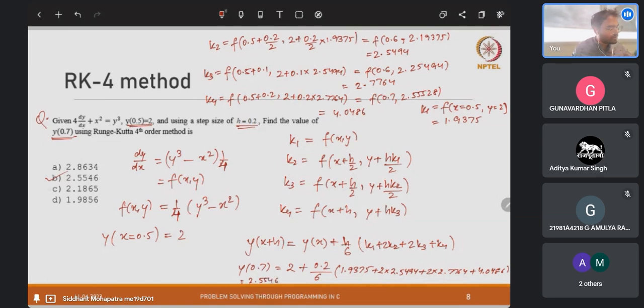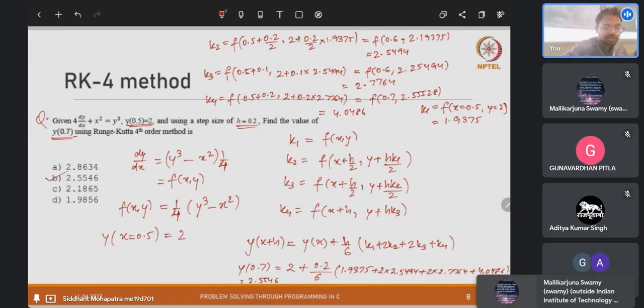So this is how you do the RK4 method, how you solve a differential equation using RK4, that is the Runge-Kutta fourth order method. Is it clear? Is the process clear to you?